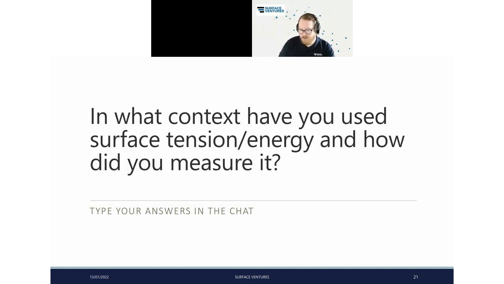There's something from Benedict there: defining the properties of a novel material, taking dynamic contact angles with a range of liquids. Thanks. It's very, very interesting to know.